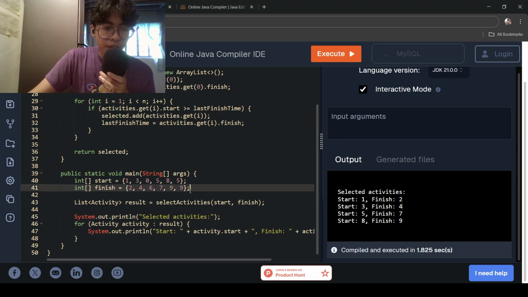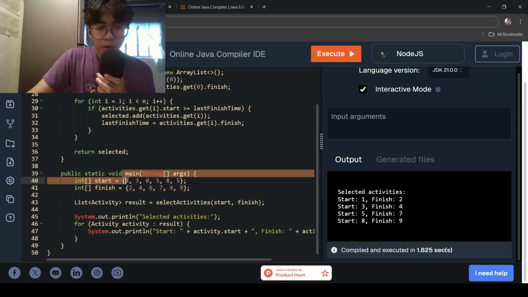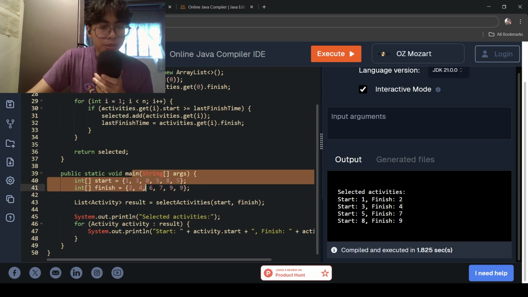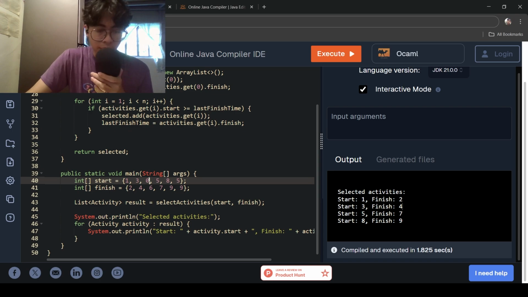So sort them by finish time, then you look. Does 4 overlap with 1 and 2? Doesn't. 6, you see it overlaps with 3 and 4 since your start is 0, so you sort it out, and so forth, and so on.